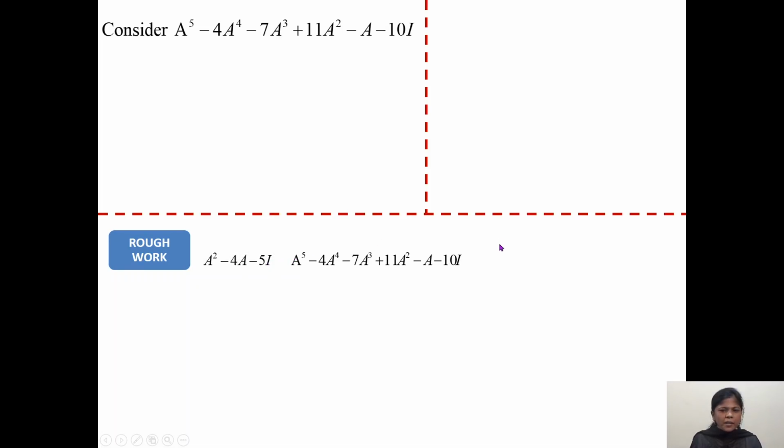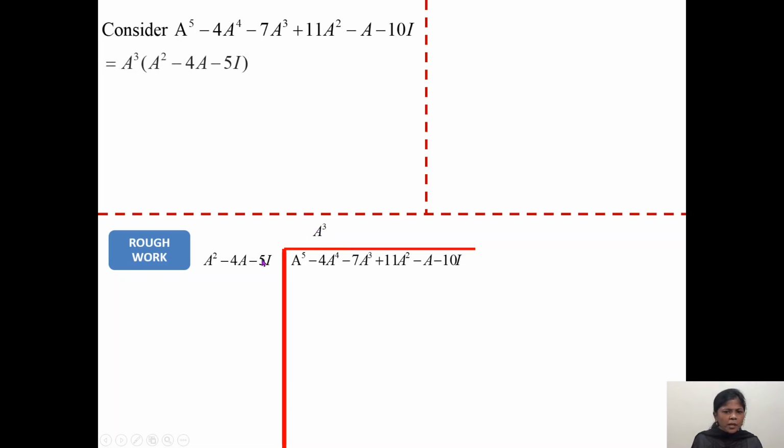Okay, so divide this polynomial by A square minus 4A minus 5I. Now, here the highest power of A is power 5, whereas here the power is what? 2. So, we have to obtain A to the power 5 using A square. So, what we do? We just have to multiply by A cube. So, I have written here A cube into this divisor.